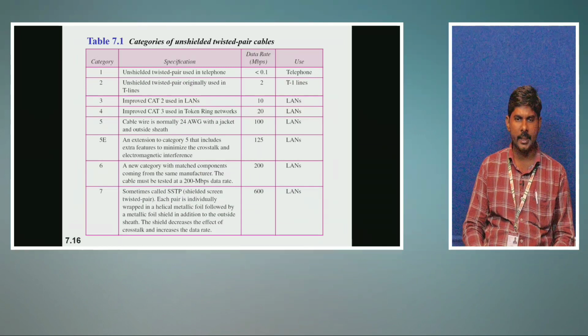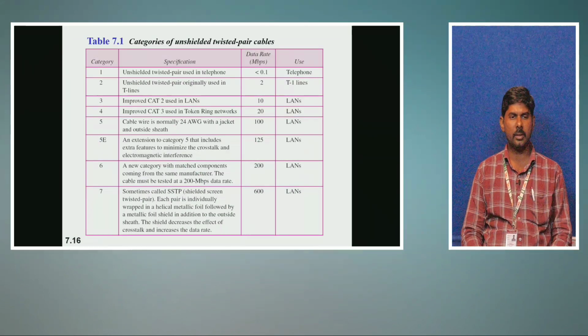So what are the categories of this? In every category there is a difference only in the speed, the data rate in Mbps. Category 1 UTP, the data rate will be less than 0.1 Mbps. Category 2 UTP, 2 Mbps. Then category 3, 10 Mbps, mostly used in LANs, from category 3, 4 up to 7. Category 1 and 2 are mostly used in telephone lines. For category 5, 5E, 6, 7, you can see how the data rate changes, only the data rate changes.